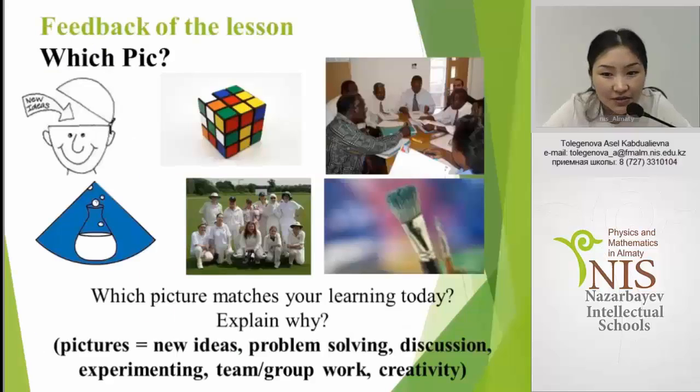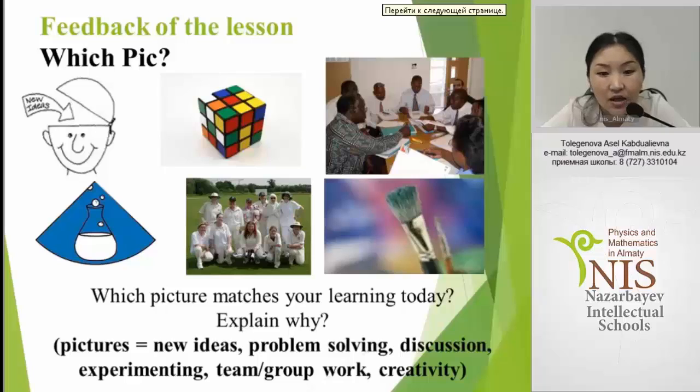So after the debate had finished, in order to get feedback from students about the lesson itself, I chose this method, which is called Which Picture. And here, as you see, are given 6 pictures, and each picture means: the first is new ideas, the second problem solving, the third discussion, then experimenting, then team and group work, and the last one is creativity. And the task for students was: which picture matches your learning today, and explain why.